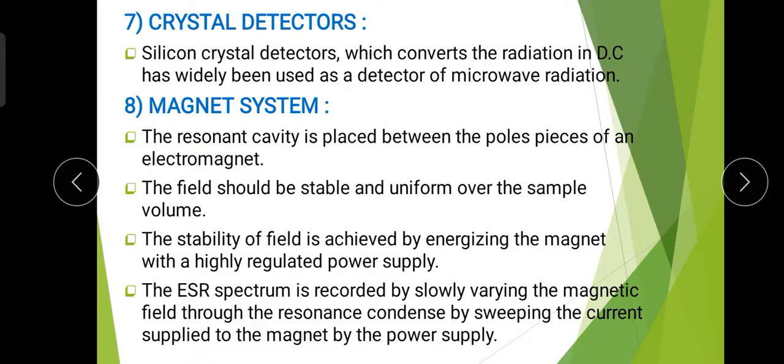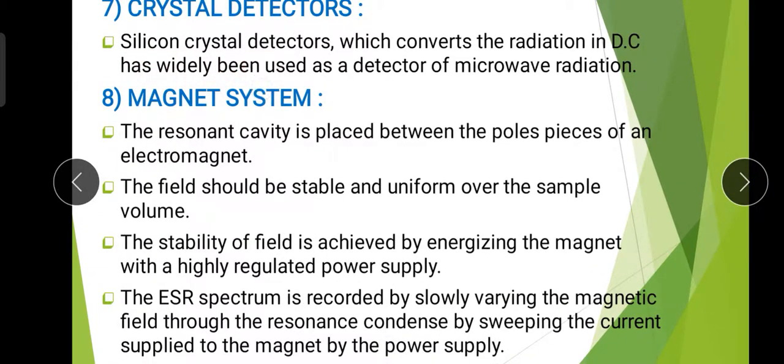Now the next component is the crystal detectors. Silicon crystal detectors, which convert the radiation into DC, have widely been used as detectors of the microwave radiation. In order to detect the microwave radiation, different types of detectors are used in an ESR spectrometer, but in general the silicon crystal detector is used for the detection of the microwave radiation or for the conversion of the radiation into direct current. So this is the silicon crystal detector.